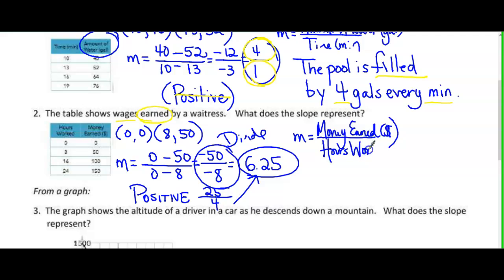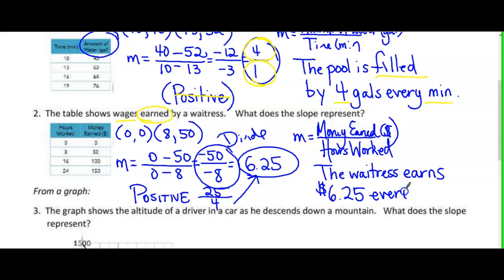And this is about a waitress. So my sentence could be, the waitress earns $6.25 every hour. Again, there's several things I'm looking for. Did you incorporate a positive word, earns? You have the money earned, $6.25, and do you have hours? So those are two table examples.